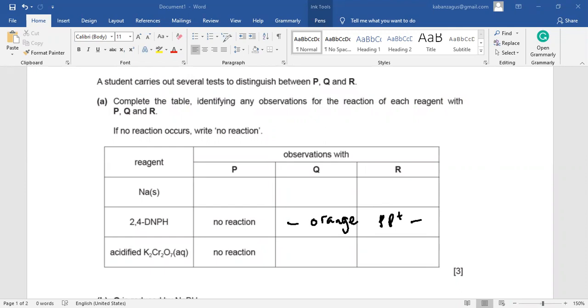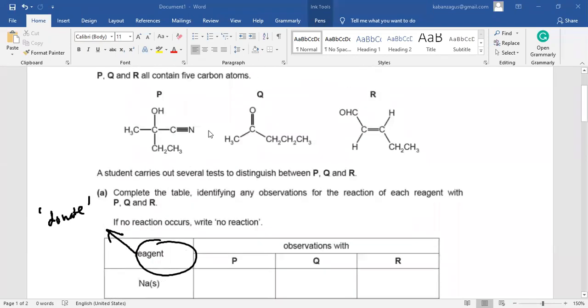Okay, so next is the other thing that you need to remember. All right, so acidified K2Cr2O7. When you hear Cr2O7, it means that this substance has a large number of oxygens, so definitely it can donate oxygen. So it will donate, meaning there will be a reaction. If you react acidified K2Cr2O7 with a molecule, then it will give you another oxygen.